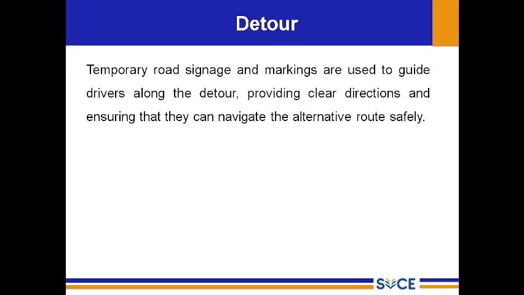Temporary road signages and markings are used to guide drivers along the detour, providing clear directions and ensuring that they can navigate the alternative route surely and safely. See, there should not be any confusion. The proper direction signboards need to be kept so that the road users properly take the alternative route and reach the correct joining point. See, the detour generally joins the same road again after some distance. So they have to reach it correctly without any confusion.